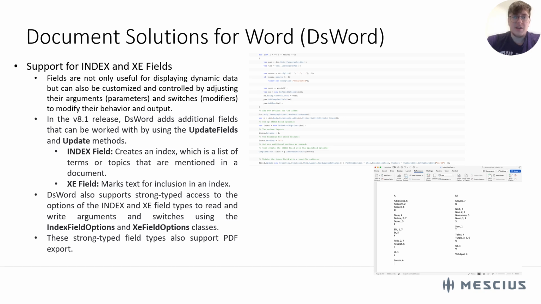The completed document showing its index page can be seen on the bottom right, with its two columns and headings set from our index field options settings, and the content set from our XE field options settings.